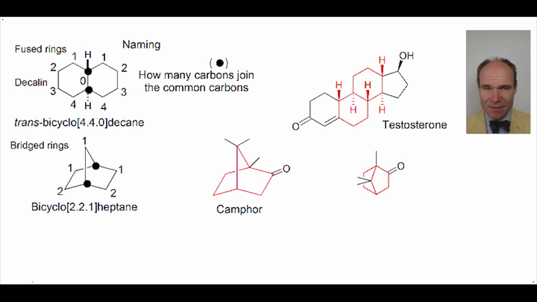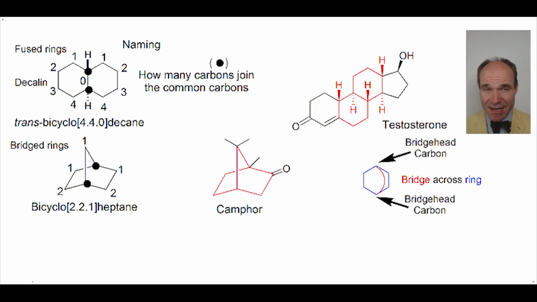Let's take camphor and strip away the distracting functionality for this discussion. Here you can see the bridged ring system, and you can see almost why it's called a bridge. The main outer ring has a bridge crossing it. The two common carbons are also known as bridgehead carbons. They have some distinct chemistry.